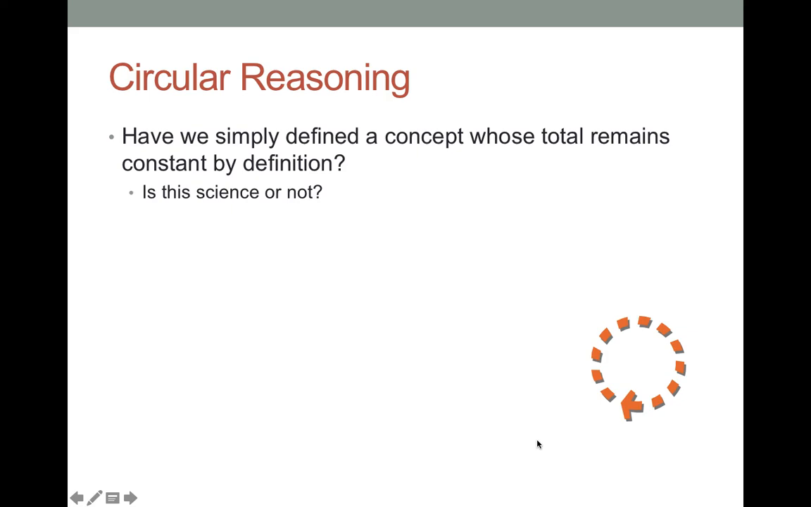But the next thing we need to ask ourselves is, have we simply defined a concept whose total remains constant by definition? Namely, every time we find an example where energy isn't conserved, we simply say, well, there has to be a new form of energy, and we then discover what the formula for that is and how we calculate it. We just say, okay, now we have a new form of energy. Is that just circular reasoning? Is energy conserved simply because we have defined it to be conserved?